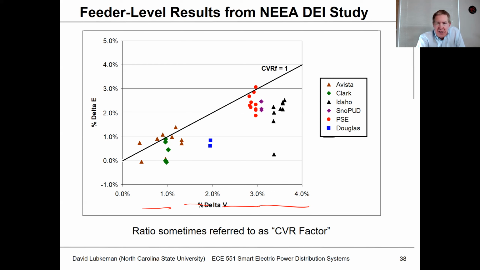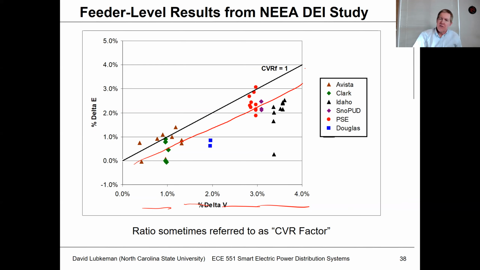If I'm staying on this straight line, this means I'm getting a 1% CVR factor. But you'll see in a lot of cases that our change in energy, in this case, which is also going to be proportional to change in power, is not on this straight line. It's not on the 1% line. It's actually below this, closer to 0.7%.